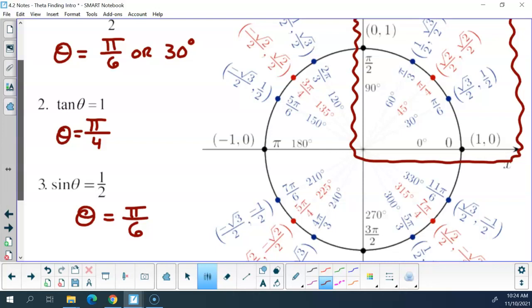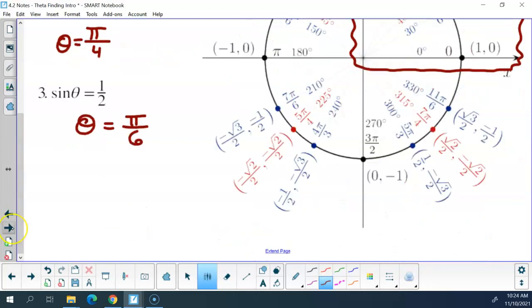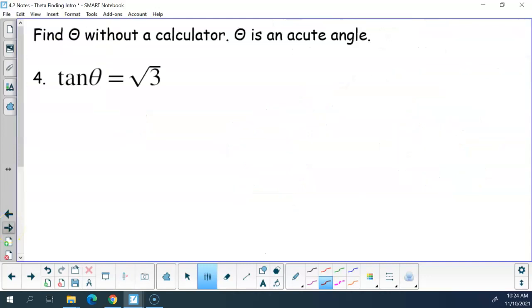Questions, comments, concerns, clarifications? Ready to try one on your own? Love it. Let's do it. Okay, find theta without using a calculator. Theta is an acute angle, and the tangent of theta is equal to the square root of 3.